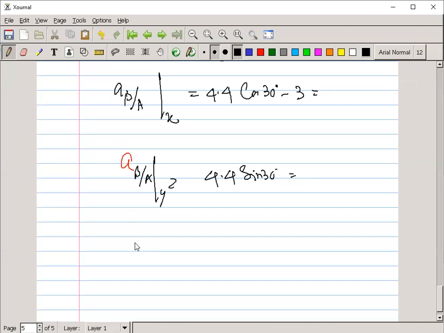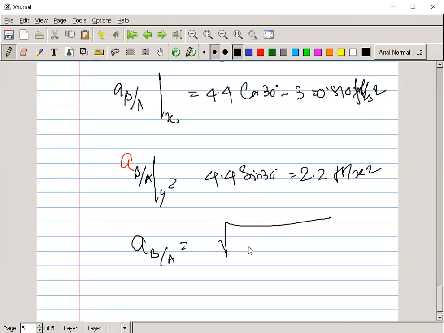So if we take both, we have 4.4 cos 30 minus 3, that is 0.810 feet per second square, and along y, 4.4 sine 30, which is 2.2 feet per second square. So the square root of 0.810 square plus 2.2 square shows us 2.34 feet per second square.